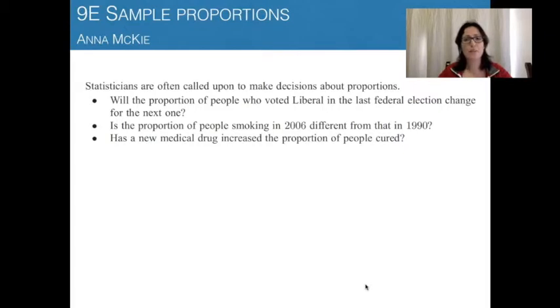Hello, I'm Anna Mackay and we're looking at sample proportions. So let's think about what we know.